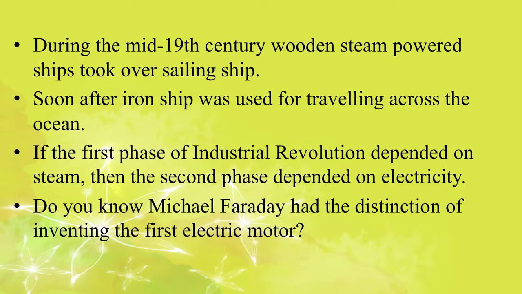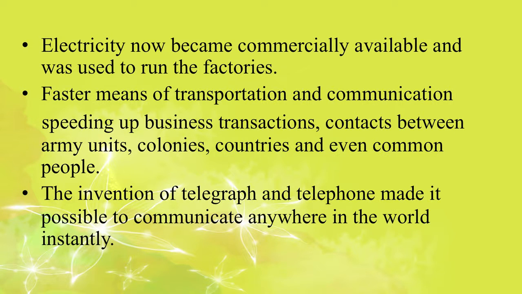During the mid-19th century, wooden steam-powered ships took over sailing ships. Soon after, iron ships were used for traveling across the ocean. If the first phase of the Industrial Revolution depended on steam, then the second phase depended on electricity. Do you know Michael Faraday had the distinction of inventing the first electric motor? Electricity now became commercially available and was used to run the factories.